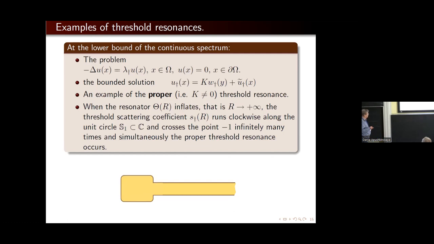when we enlarge this resonator, then this threshold coefficient runs with different speed along the unit circle in the complex plane, and it runs clockwise. So in this case, clearly it crosses the point minus one infinitely many times. So infinitely many times there appears a threshold resonance, a proper threshold resonance, but of course it is not stable with respect to this varying of the resonator or the shape of the waveguide.